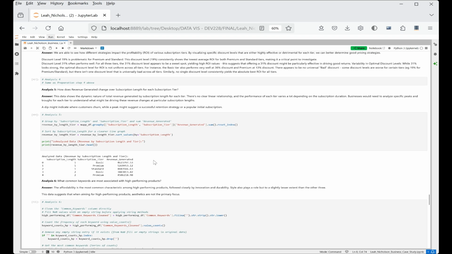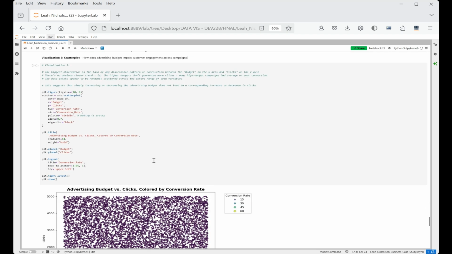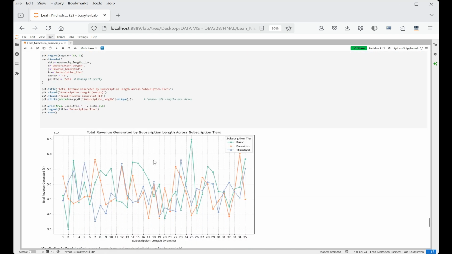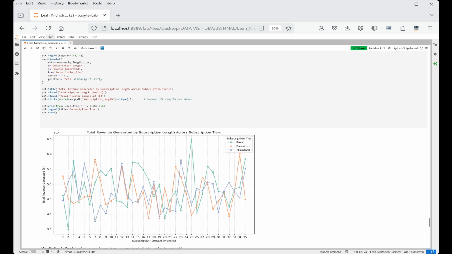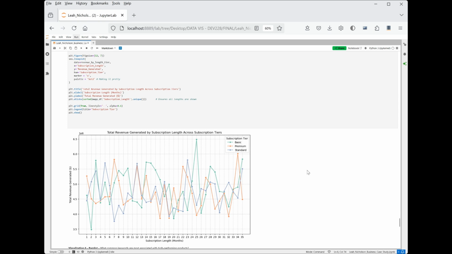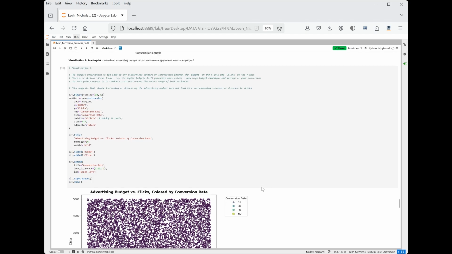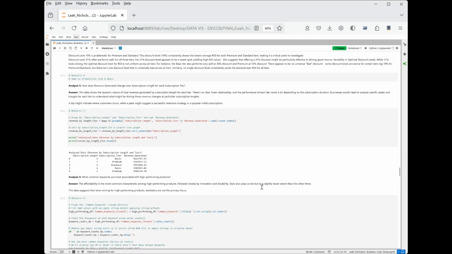So to take a look at what that looks like visually, I'll come down here, and you can see I used the line plot to plot subscription length and revenue generated. And here's what that resulting graph looks like. You can see that it's broken down with a legend by basic, premium, and standard, and there's no clear relationships here. So this doesn't necessarily lead to a lot of insights, but it can kind of guide data collection for the future. And then I'll go back up to my last question, question 6.